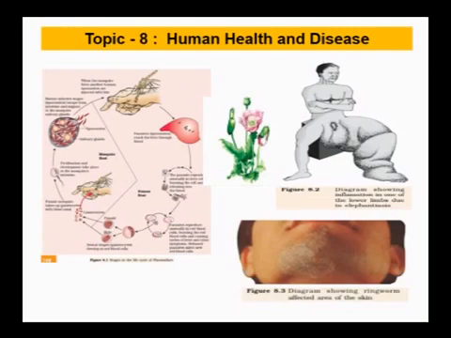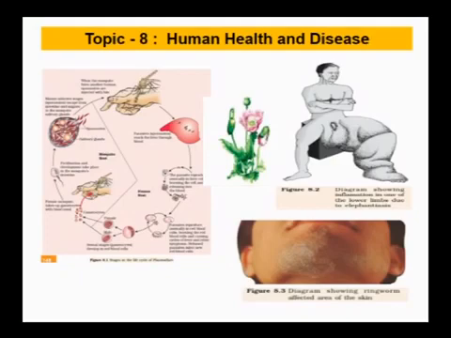Dear students, we move on to the next topic, that is human health and disease. Now, health is defined as a state of complete physical, social and mental well-being.